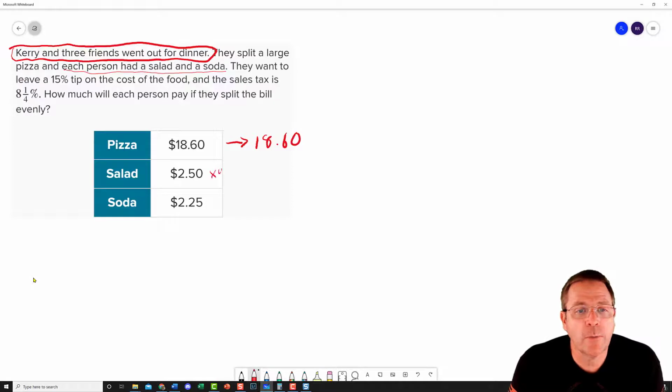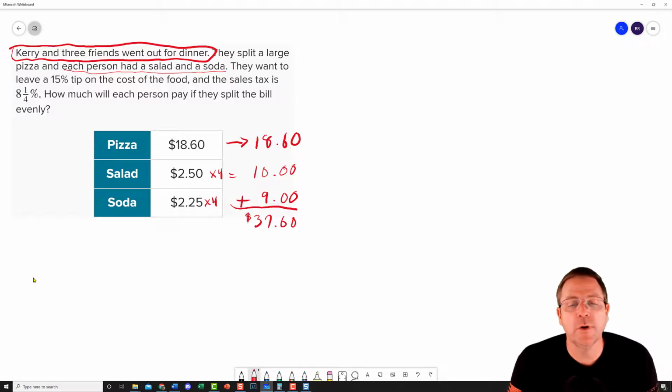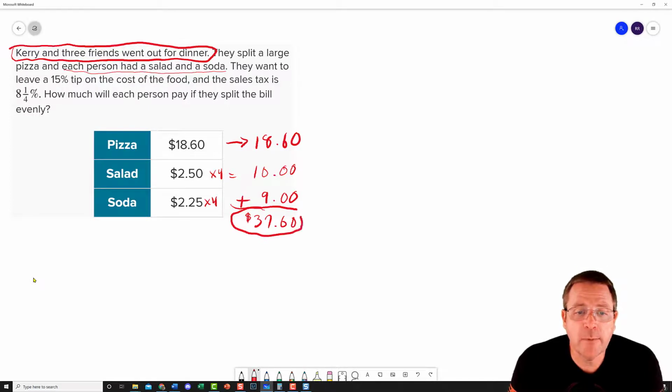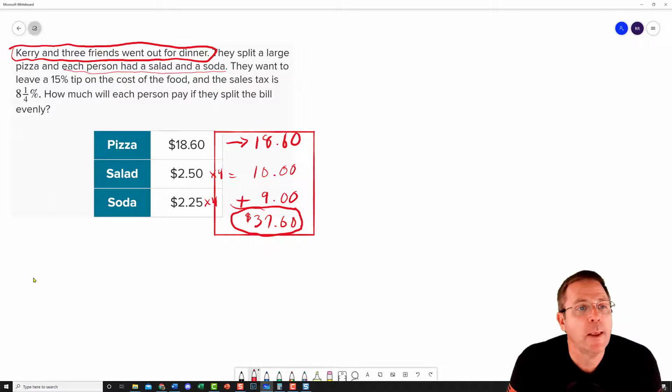So that means I have to multiply both of those by 4. So the total cost of salads is going to be $10. The total cost of the sodas is going to be $9. And when we add those up, we get the total cost of the food. So the total cost of the food is going to be $37.60. We're going to circle that. It's important. We're also going to box off that part of the problem, keeping our work neat and organized, separated from everything else. Now, they want to leave a tip of 15% on the cost of the food.